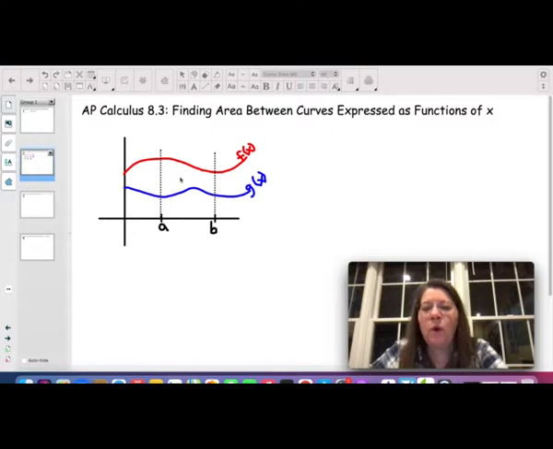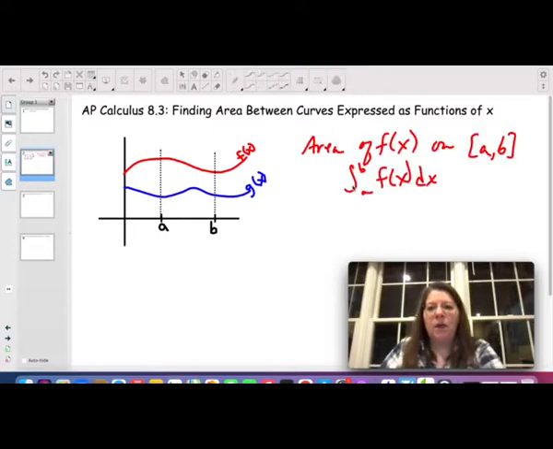If you think about what we learned when we did integrals, remember we learned earlier that if we wanted to find the area under the curve f of x on the closed interval ab, then couldn't we take the definite integral of f of x from a to b, and that would give us the area underneath that red curve. So this integral would represent the red shaded area here.